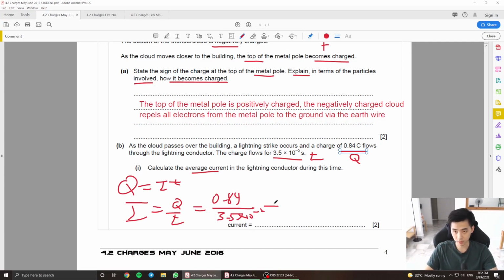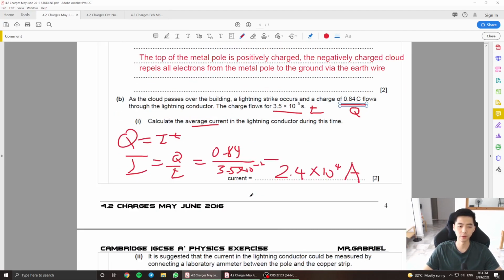Press all of this into your calculator. 3.5 times 10 to the power of negative 5. You'll get 24,000, which if you change it to standard form will be 2.4 times 10 to the power of 4 amperes, guys. Right? Just press everything into the calculator.